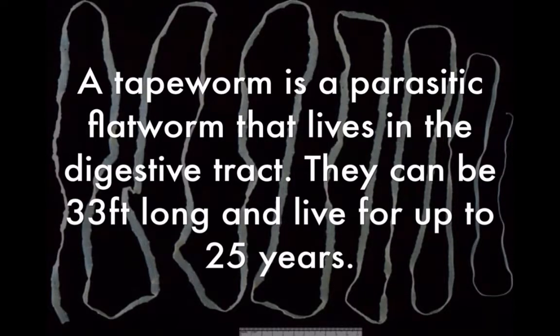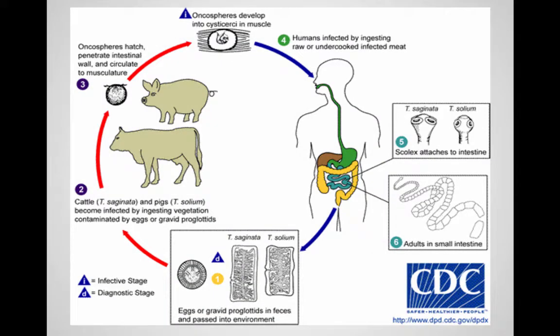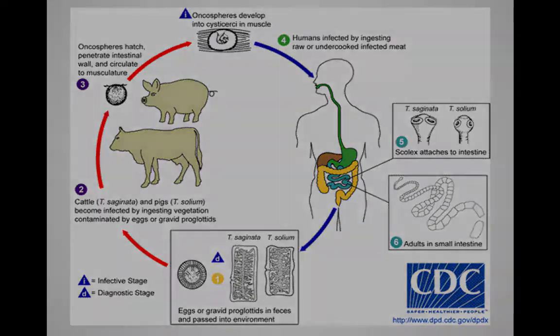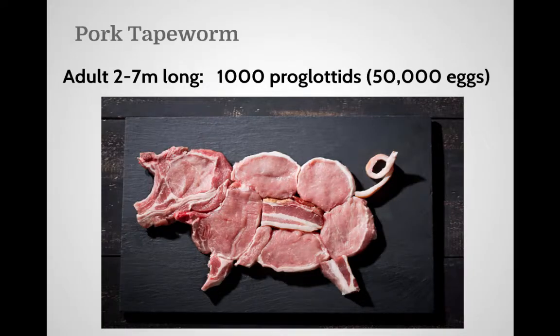One amazing aspect of tapeworms is that this parasite can live in the same host for extremely long periods of time and attain very long lengths. One that most humans think about is either the beef or the pork tapeworm, since it can come into our bodies by eating raw or undercooked infected meat. In fact, a pork tapeworm in an adult human could be 2 to 7 meters long and contain 1,000 proglottids, or 50,000 or more eggs at any one given time.